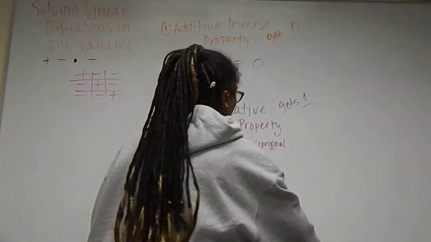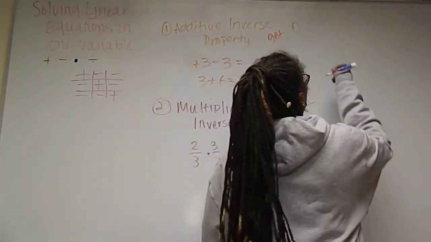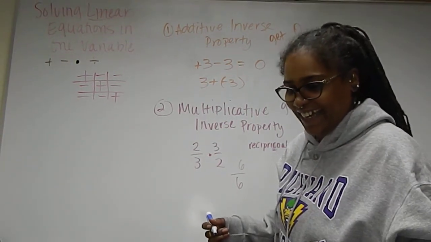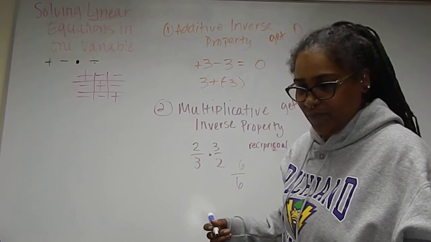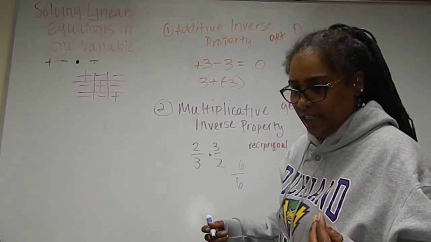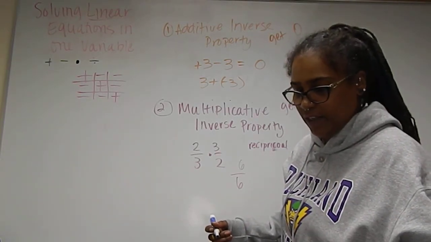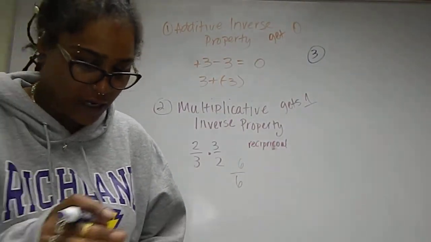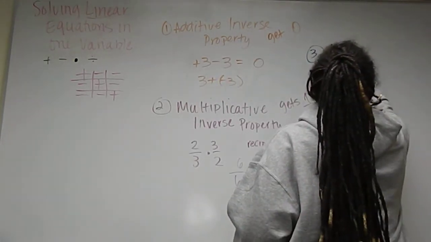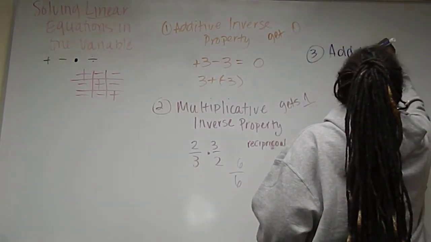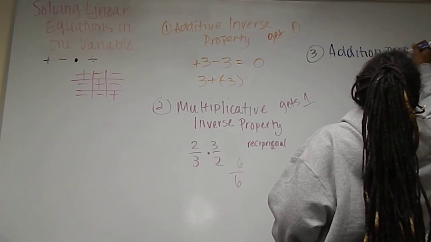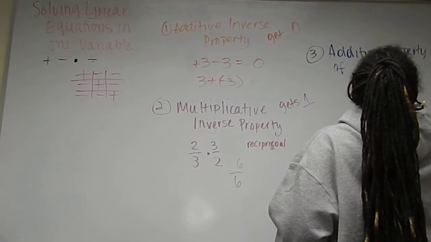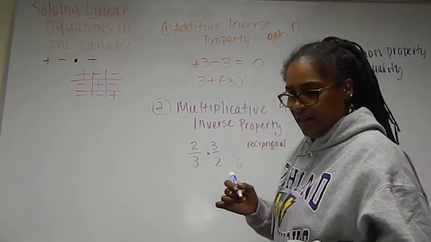So then this one is super important. And this is why whatever you do to one side, you have to do to the other. And that is the additive identity property. No. I'm gonna skip. Addition property of equality. I'm gonna skip to that one. I'm gonna skip to that and then I'll go back.